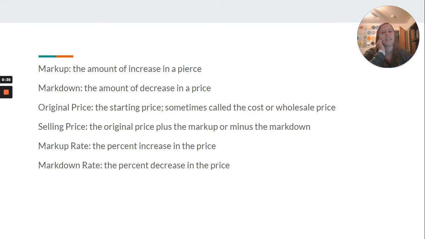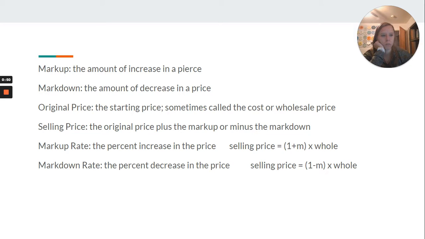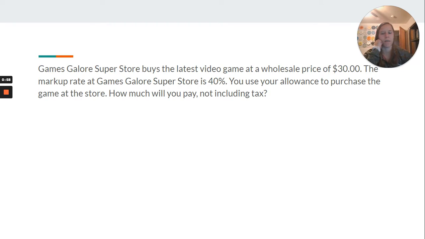So the markup rate is the percent increase in the price, and the markdown rate is the percent decrease in the price. And then just the equations for markup. The selling price equals 1 plus M, which is the markup rate, times the whole price. And the markdown is the same thing, but 1 minus the markdown rate. Okay? So let's look at some examples.